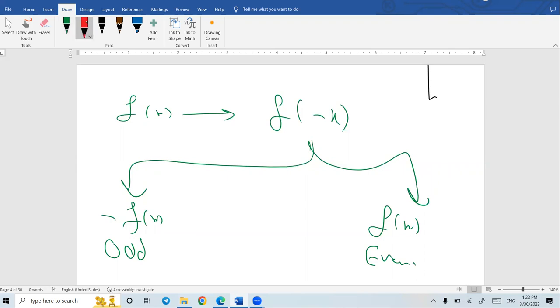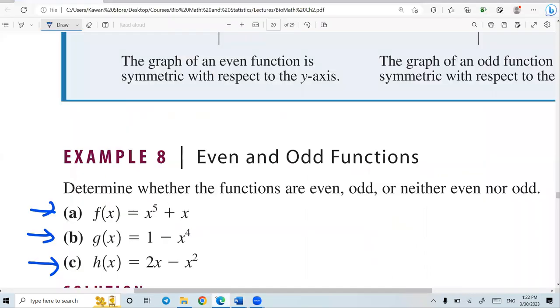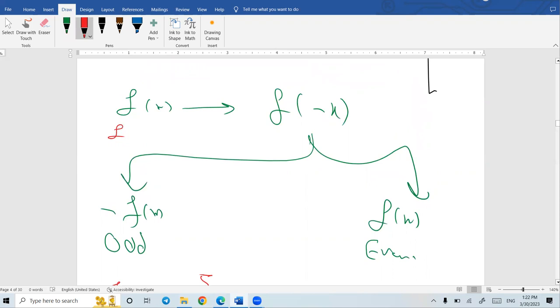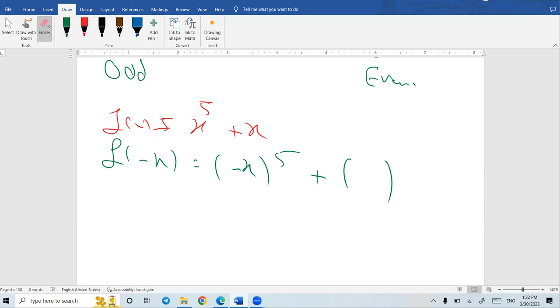For example, if my function f of x is x to the power 5 plus x, I say check whether it is odd or even. How do we check it? Yes, we give it minus first of all. I told you to give it minus. So I'm going to write f of minus x, which is equal to, am I right? Do you have any comment?